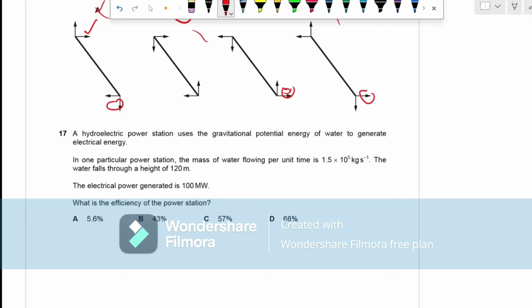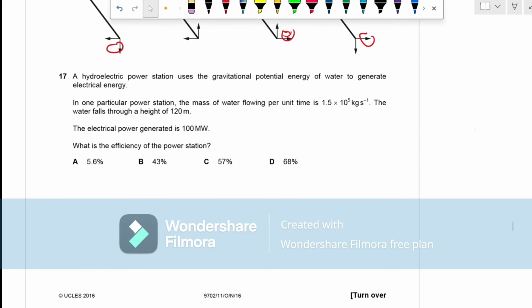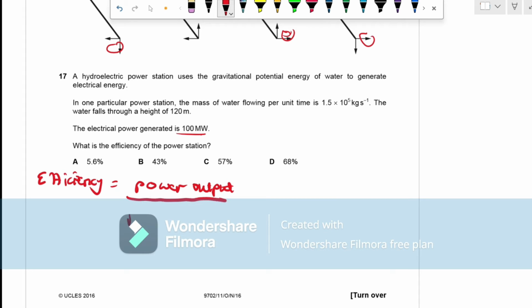In one particular station, we're given the mass flowing per unit time, in 1 second, how much mass is flowing. And the water is falling through a height of 120 meters. So the electric power that is generated is 100 megawatts. What is the efficiency of the station? So guys, power output divided by power input.